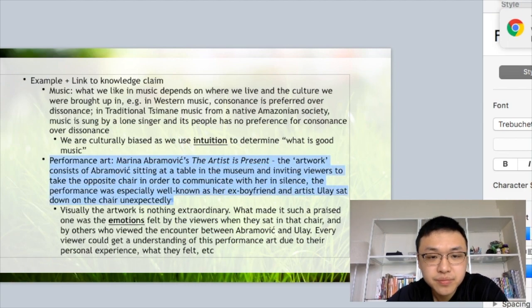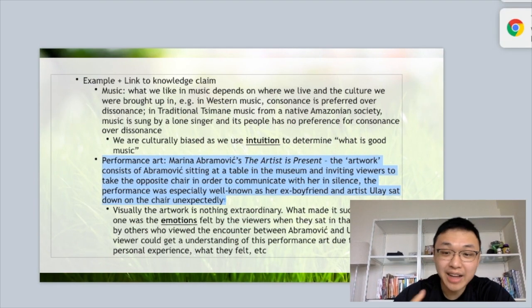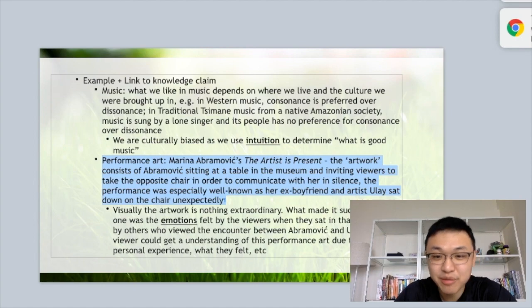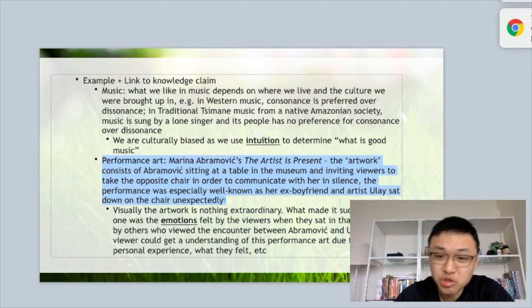So this is an example of how, if I went to a museum and did what Marina did, nobody's going to come because I'm not famous and people don't feel anything special about me, right? But for her, because she probably has a very special background and there's a story behind this whole show, that's why people actually appreciate this kind of artwork, right?